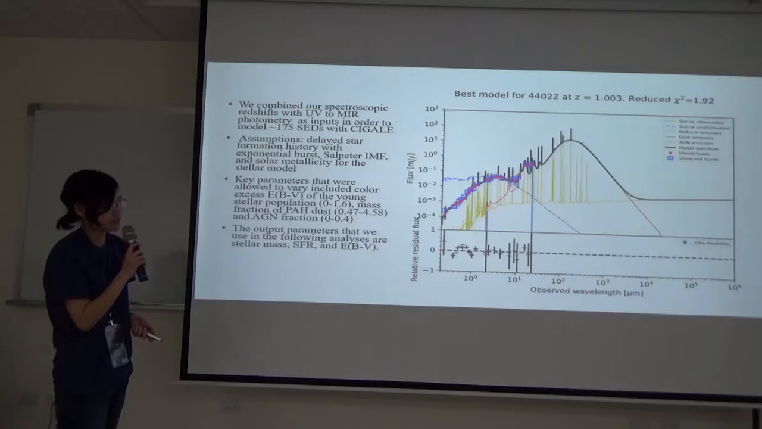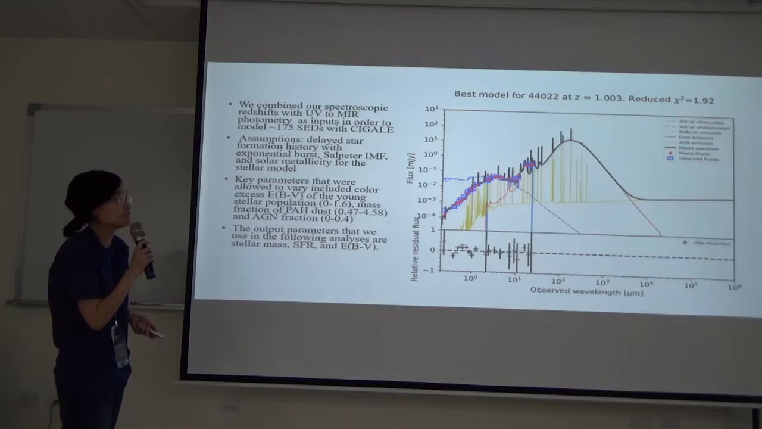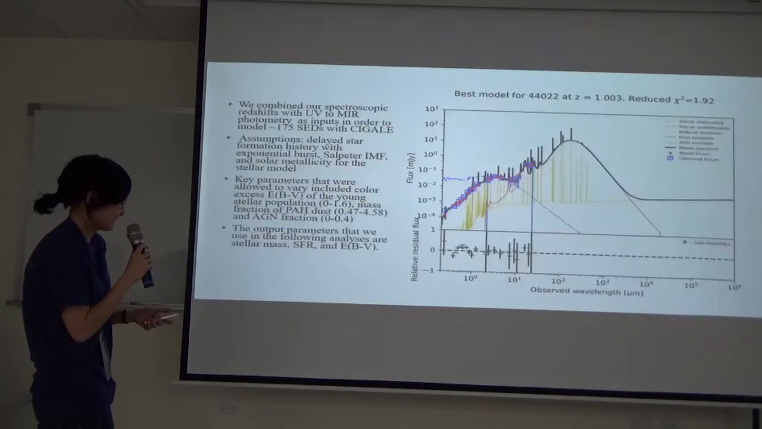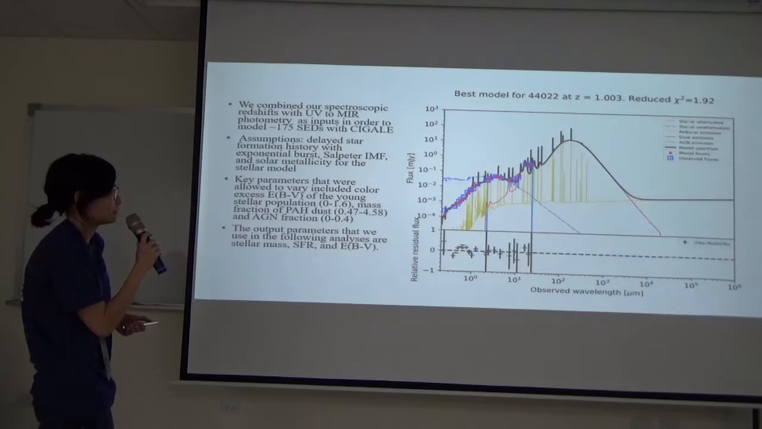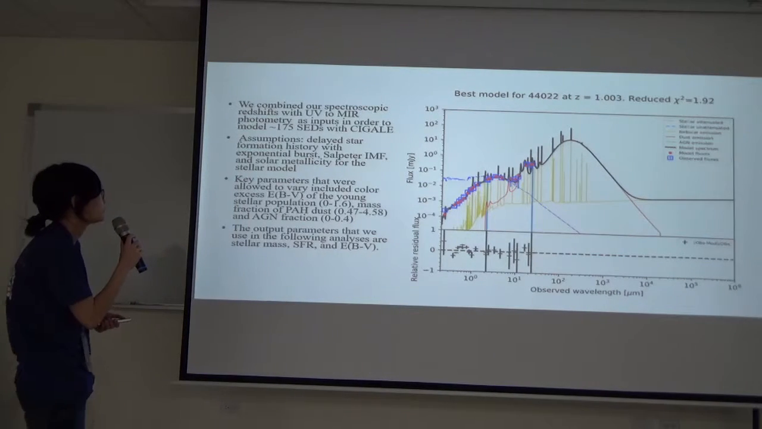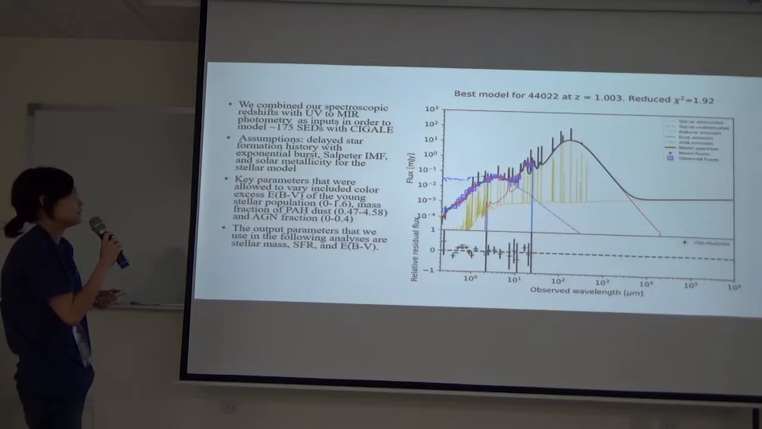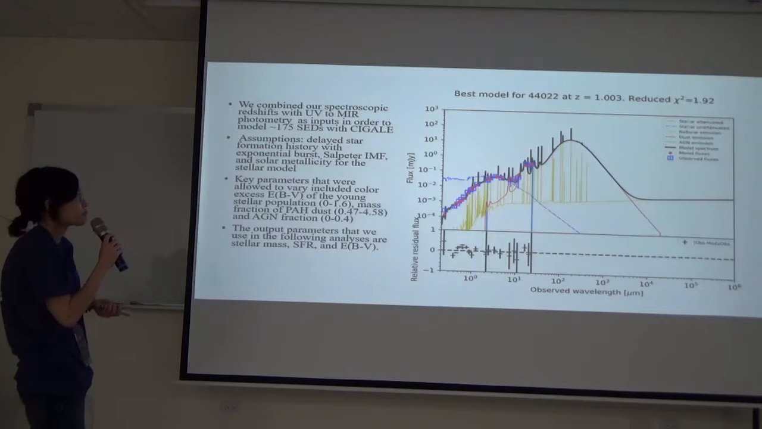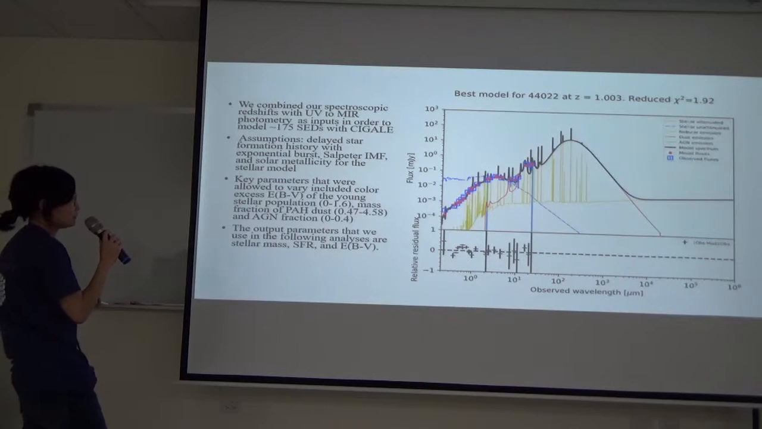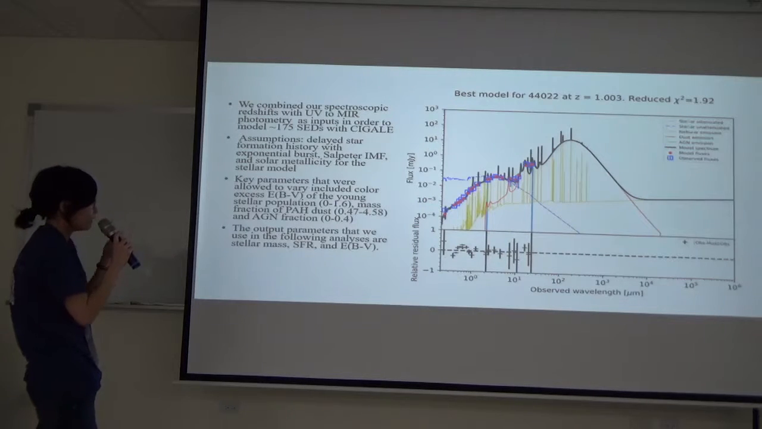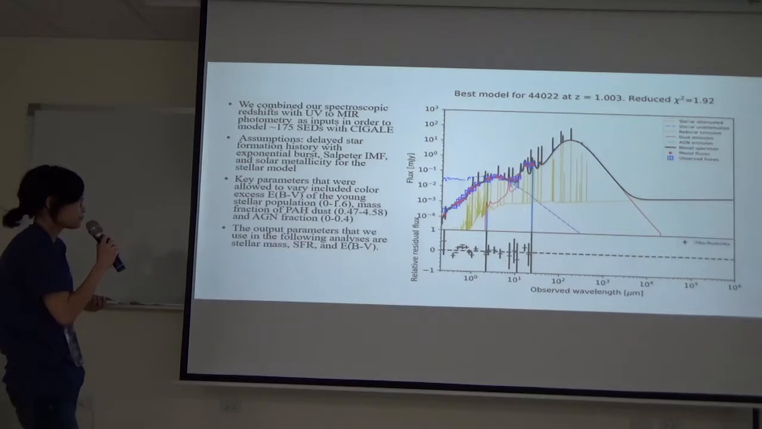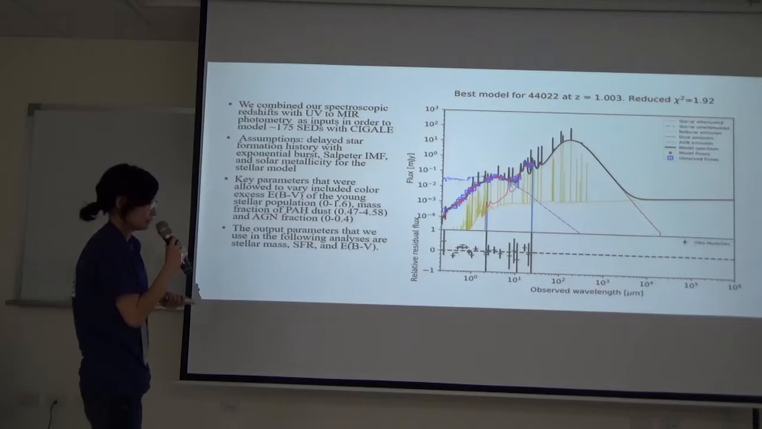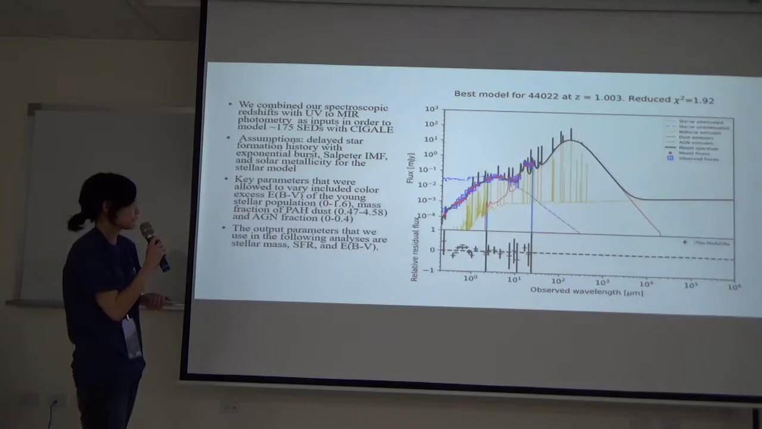In addition, we used our spectroscopic redshifts as inputs into SED fitting. Here's an example of one of the fits where we had a lot of photometric data. We used data from the UV to mid-infrared, but we'd also like to expand this out to the available radio data. We assumed a delayed star formation history with an exponential burst, a Salpeter IMF, and solar metallicity. Some of the key parameters that we allowed to vary were the color excess of the young stellar population, the mass fraction of the young population, as well as the burst fraction.